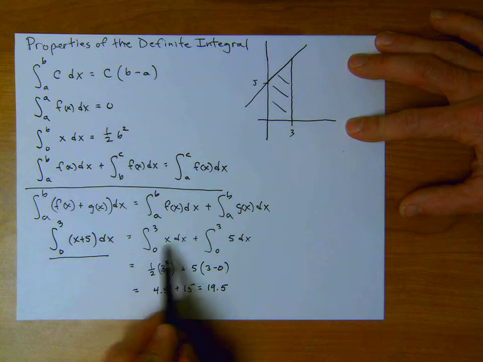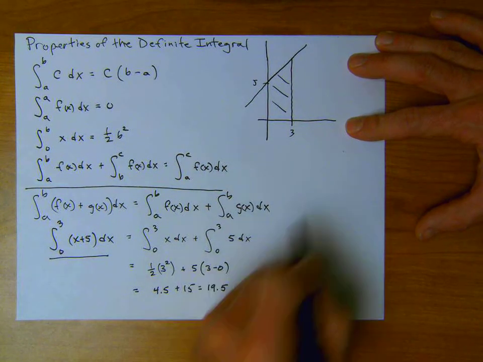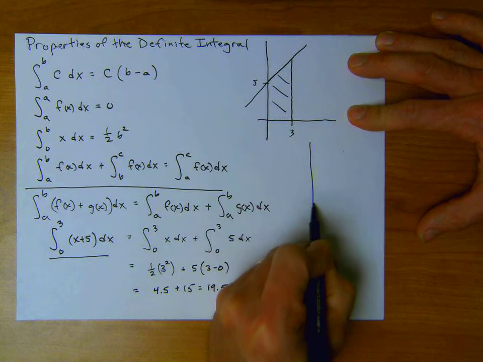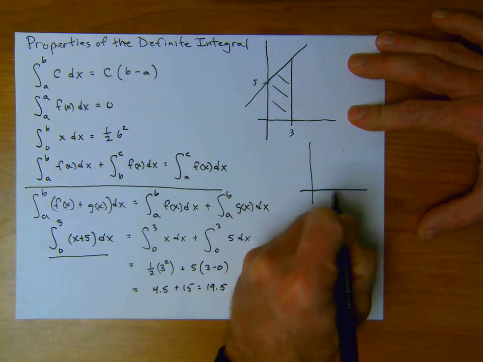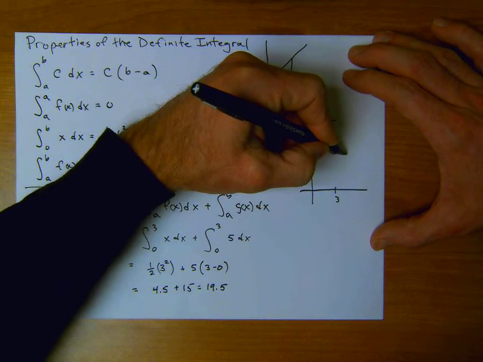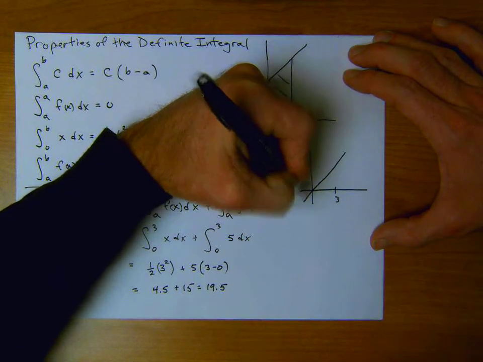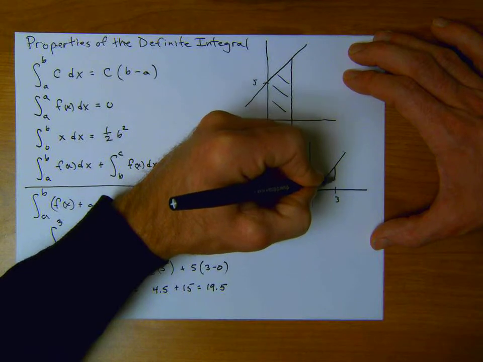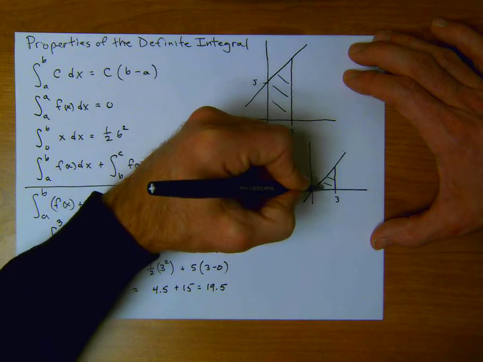But that represents this. So I want to show you graphically that it's the same as this. So let's look at, let's go out to 3, and so the function just y equals x looks something like that, and we have this area here.